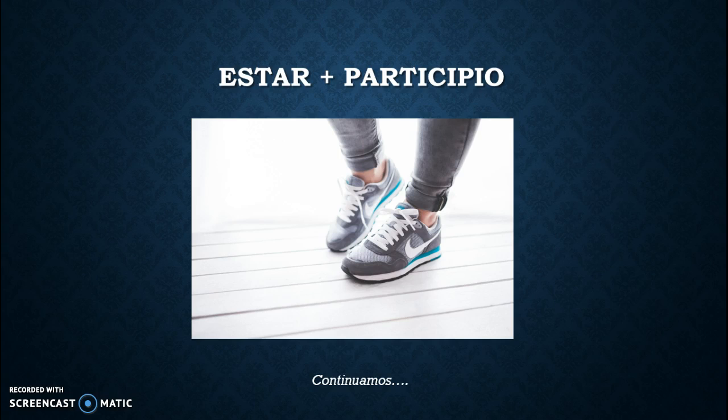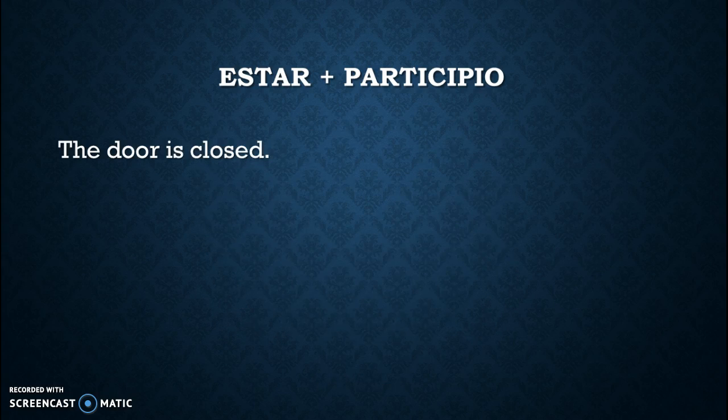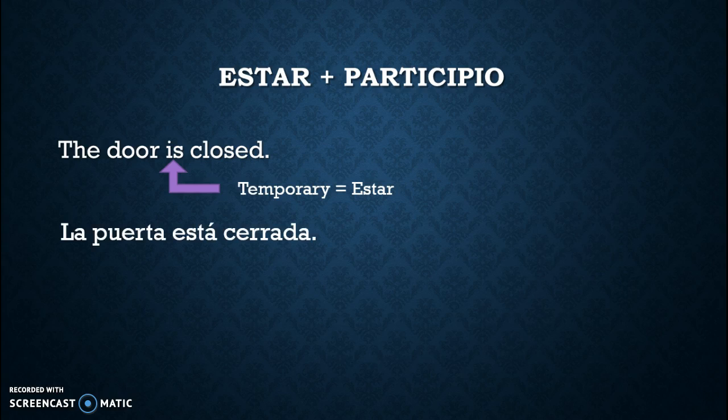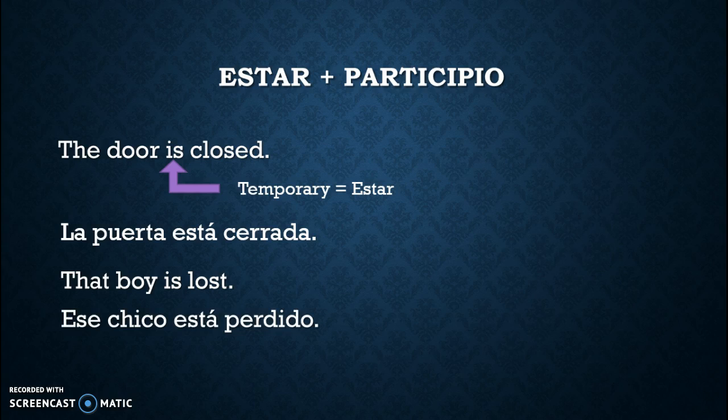Okay, let's continue. One step forward. In order to do it in a complete sentence, it would be estar plus participio. There are times when you'll see ser, but most of the time when you use the participle, it will be estar. Let's look at examples. The door is closed. It's temporary because it's just right now. It can always be reopened. So we're going to use estar. So that would be la puerta está cerrada. The boy is lost. El chico está perdido.